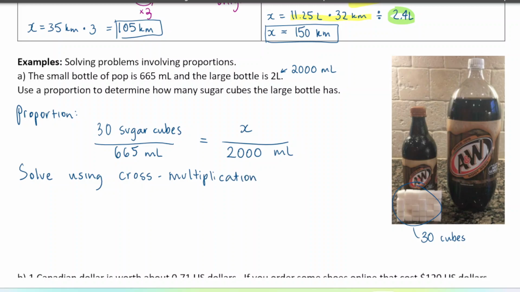So remember, in cross multiplication, we multiply the two numbers that are diagonally across from one another. Okay, and then we divide by the number that's across from the X. So we're going to divide by 665. So let's write that down. X is going to equal 30. I'm not going to write the units.